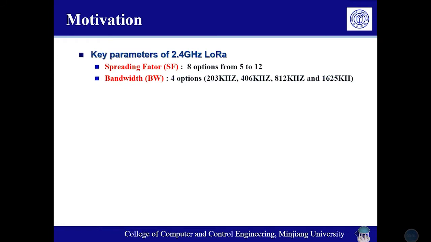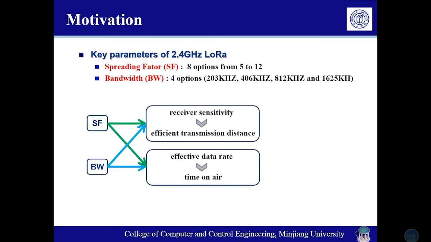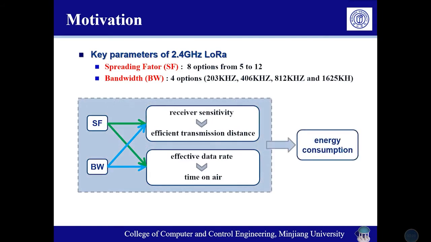As the key parameters to be configured during the LoRa application, spreading factor and bandwidth together affect the receiver sensitivity and data rate. Furthermore, they affect efficient transmission distance and time on air, and ultimately affect the energy consumption. Based on this, we came up with a question. For the application of a 2.4 GHz LoRa self-organizing network, how can we configure parameters to minimize the communication energy consumption?